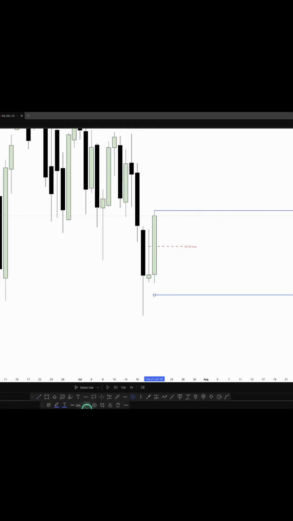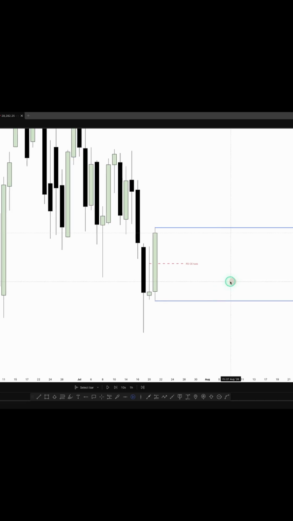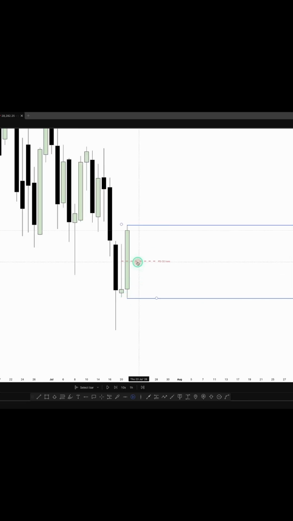Let me move this so you can see right here. See that sweep there? This sweep here is a C2 closure. So you have both. You have a continuation, and in addition to that, you have a C2 closure. Okay? So my bias for this day was bullish.